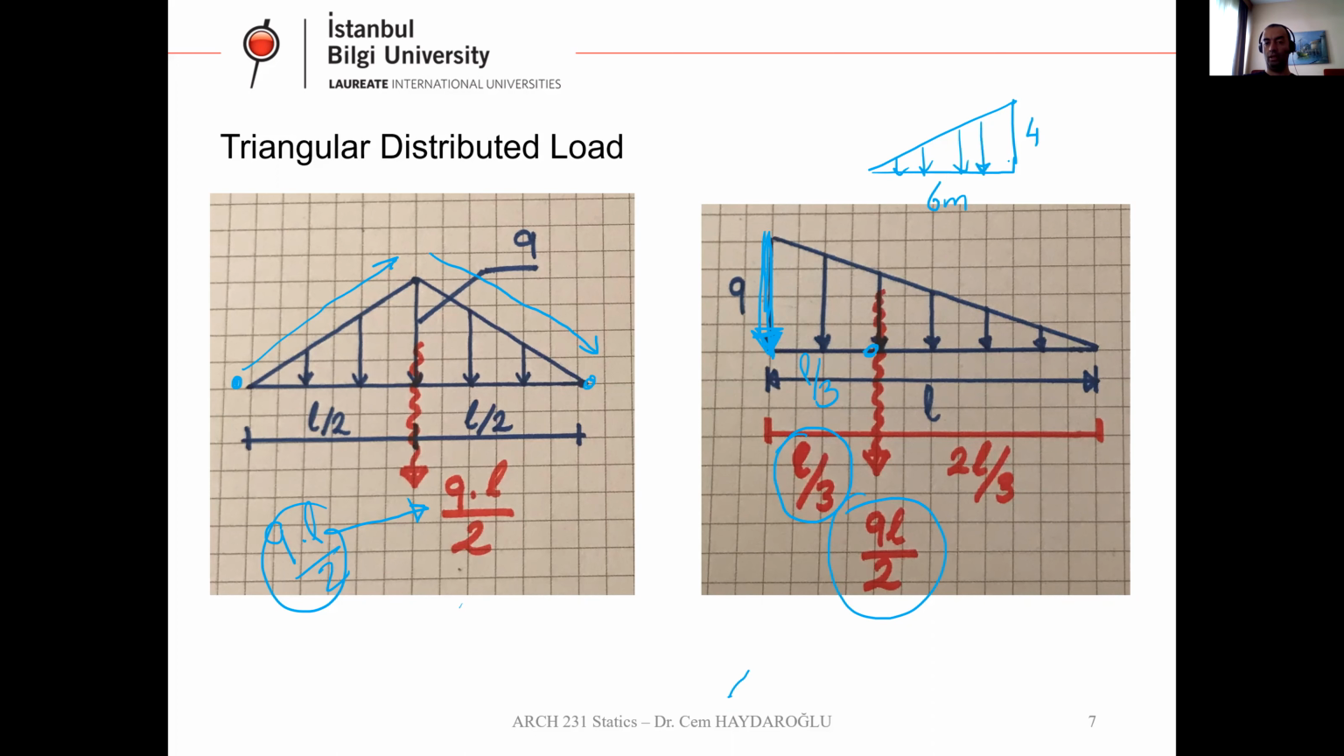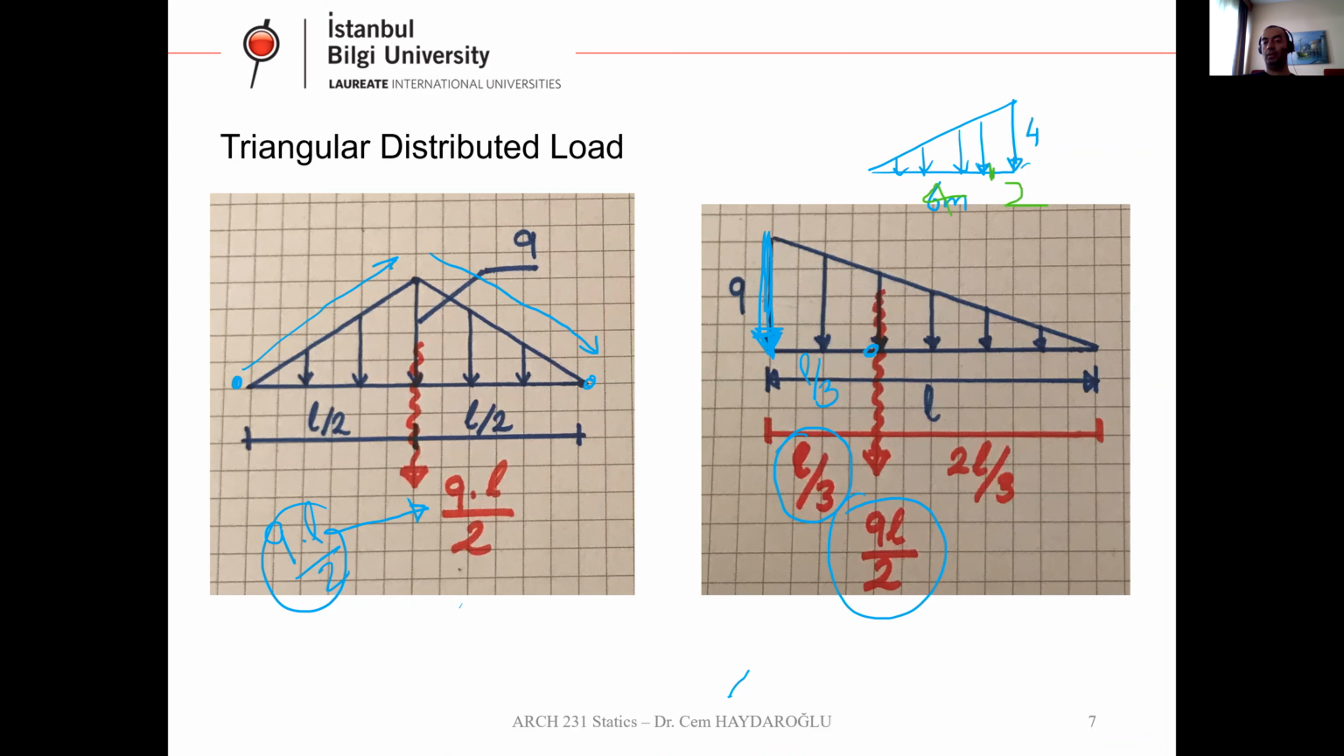If I have a loading like this, what is the magnitude of this concentrated load and location? Where is the location? It's 12, I guess, and it's 4 meter. From which side? From left hand side or right hand side? This is 4, this is 2. Yes. Okay, you're right. Good.